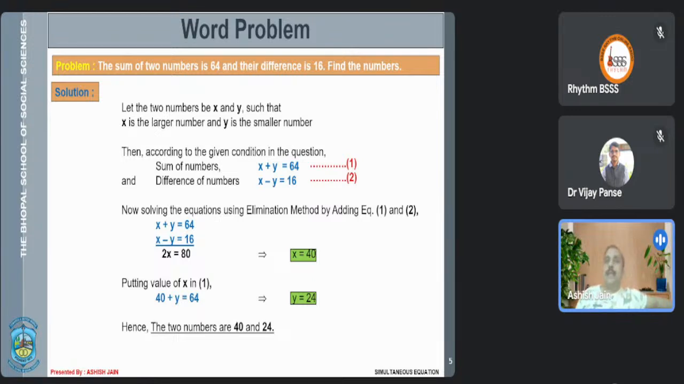You have to clearly read, understand, try to find what is given, try to find what is to be found out, and also how you can make two equations which you will solve to find the unknown variables. Clear?